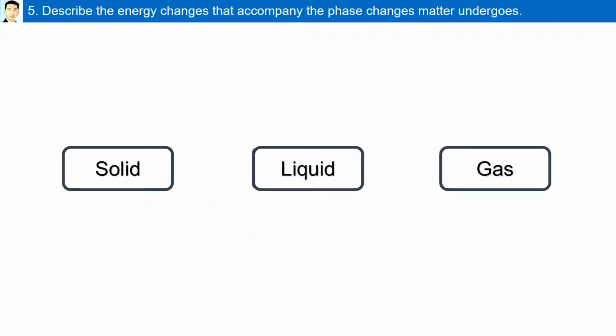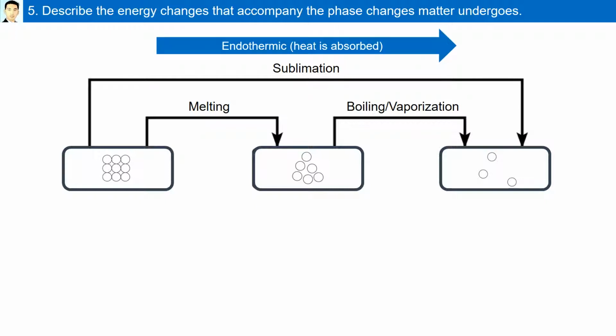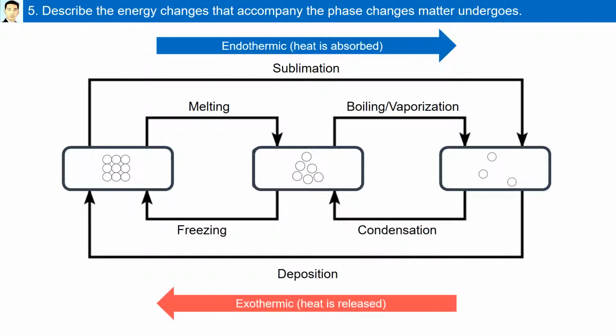How can we describe the energy changes that accompany the phase changes matter undergoes? As you go from a solid to a liquid to a gas, or directly from a solid to a gas, the particles get further apart. They gain energy from the surroundings for the particles to become farther apart and move faster. Since they're absorbing heat from the surroundings, these are known as endothermic reactions. Melting, boiling or vaporization, and sublimation are all endothermic reactions, while condensation, freezing, and deposition are exothermic.